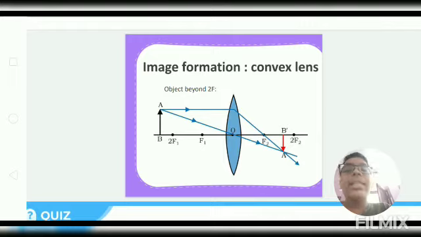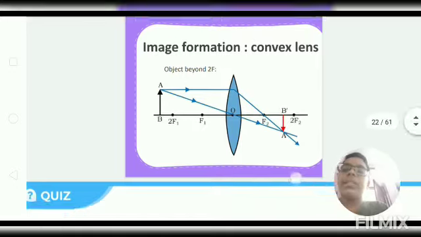Here we get a real image. What is meant by real image? The image which is formed by the light rays is called the real image. And here we get real image, inverted image, and a diminished image, not highly diminished. It's only a diminished image. Diminished image means the image which is smaller than the given object.